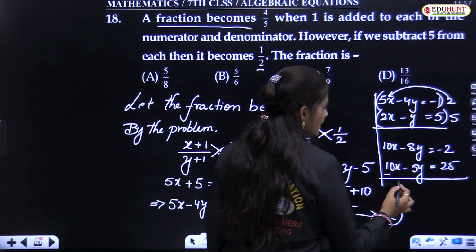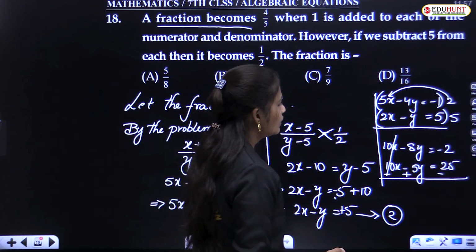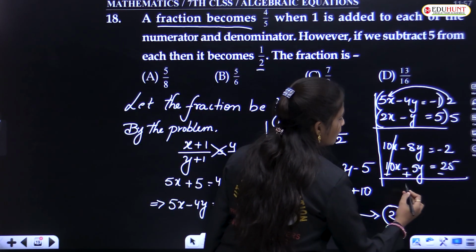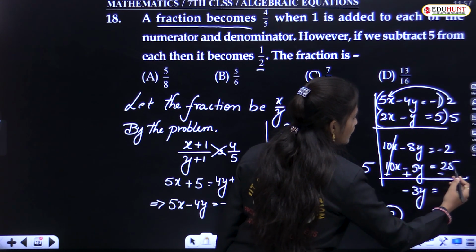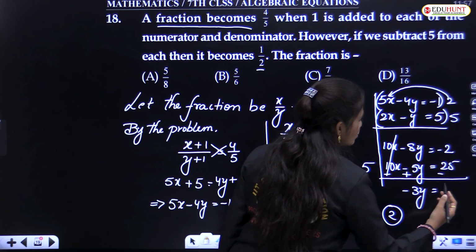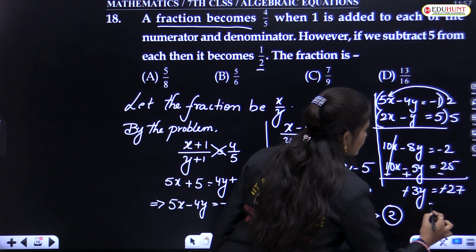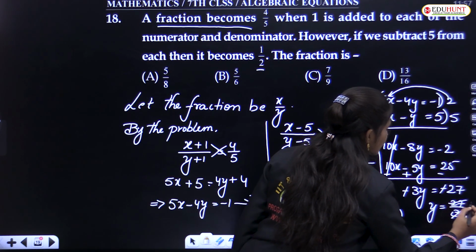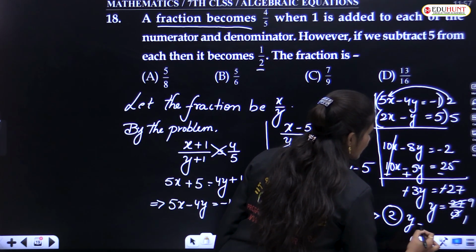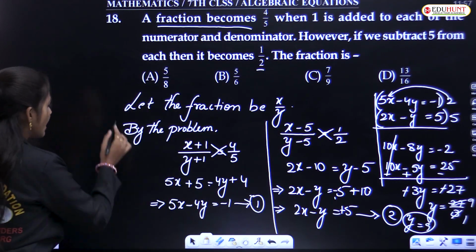Now take the difference here, minus, plus and minus. So 10x minus 10x gets cancelled. Next, minus 8y plus 5y is minus 3y, which is equal to minus 25 and here minus 2, so that is minus 27. Minus and minus get cancelled. So y is equal to 27 by 3. 3 ones are 3, 3 nines are 27. So here we got y is equal to 9.